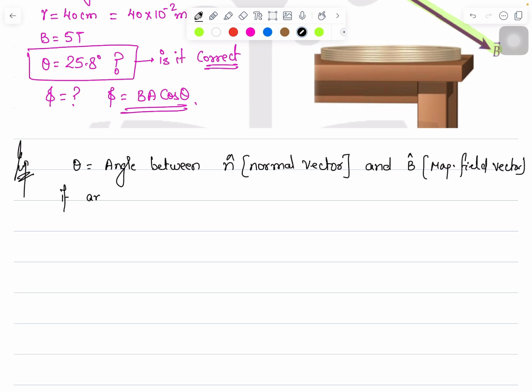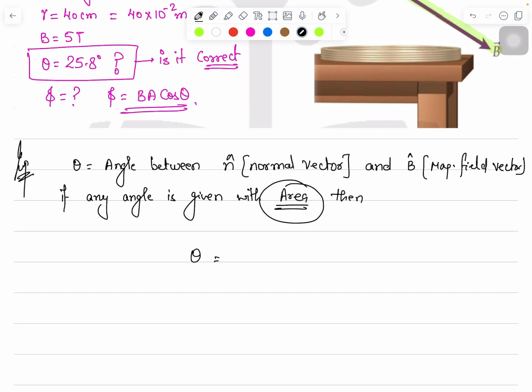If any angle is given with the area, then you need to find theta equals 90 minus that angle, or 90 minus any other angle, you can say alpha, beta. Do you understand? This is the way you can find it easily. This is the shortcut for you.